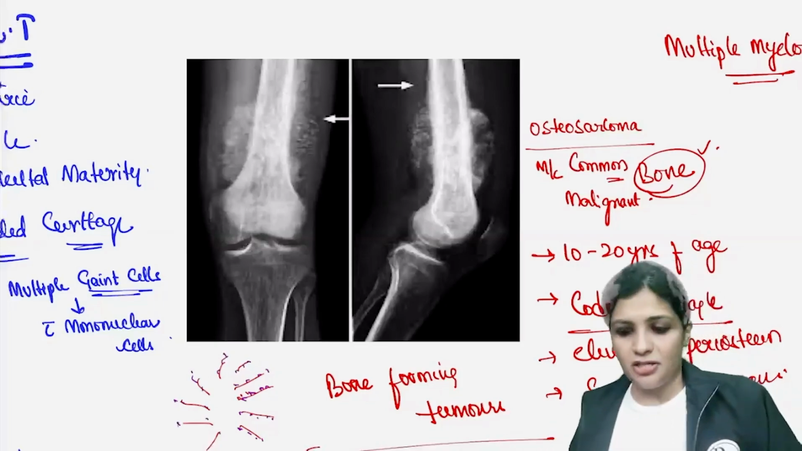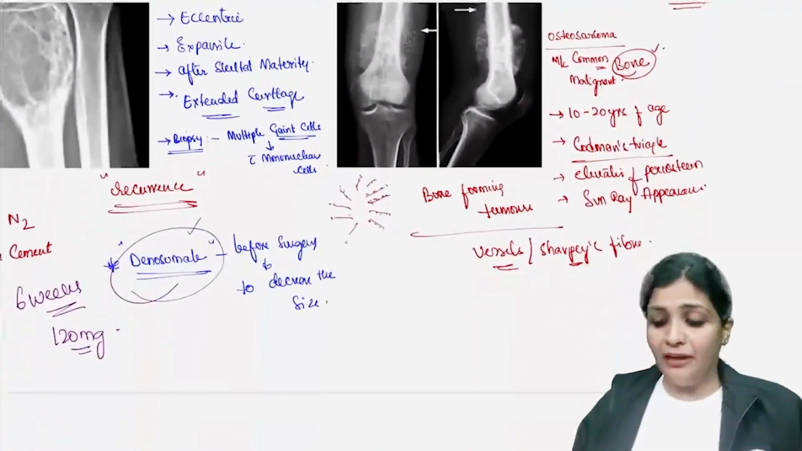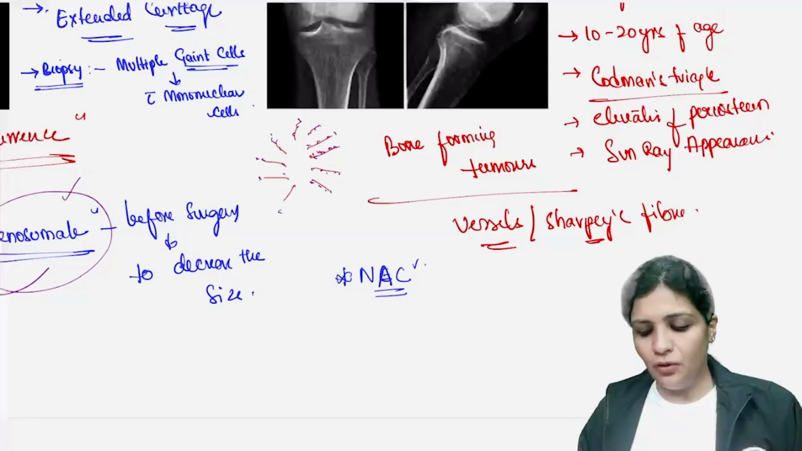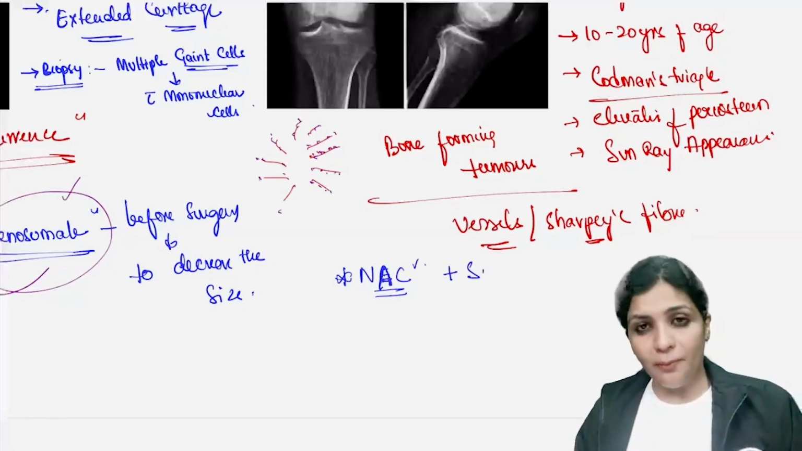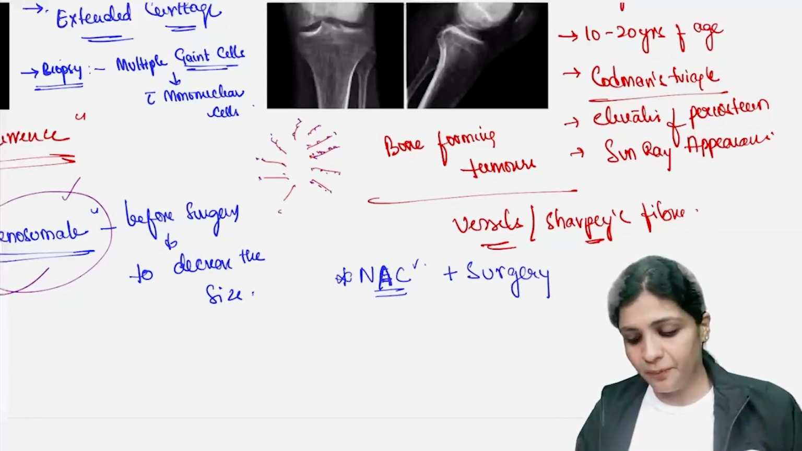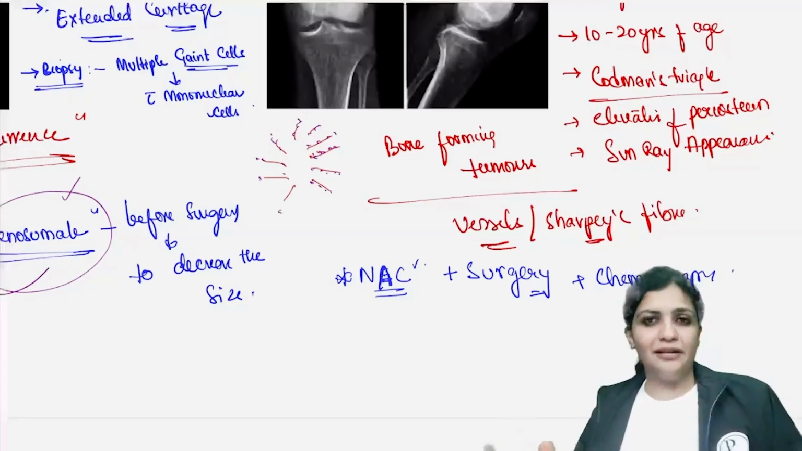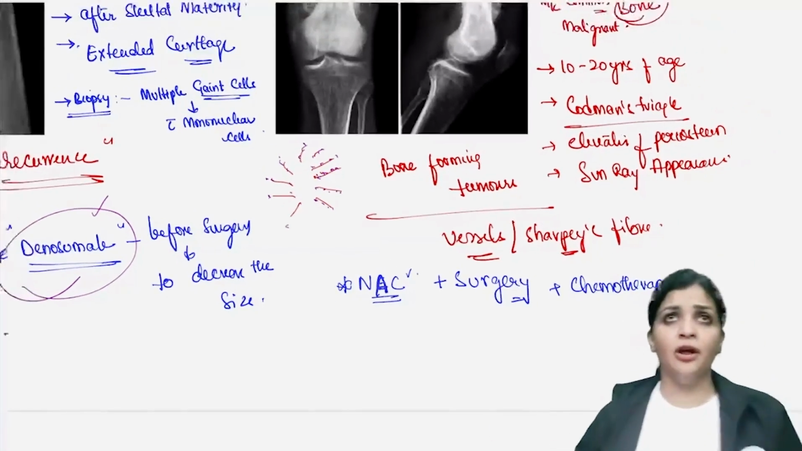So this is about the osteosarcoma, and nowadays osteosarcoma is treated with neoadjuvant chemotherapy followed by surgery, and residual chemo. This is how they treat. There is no role of radiotherapy in case of osteosarcoma.